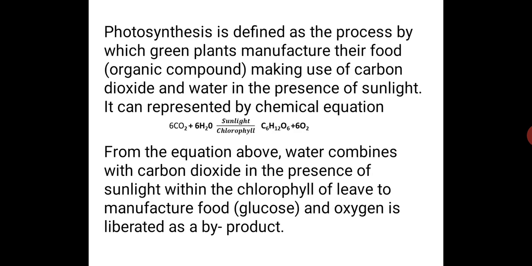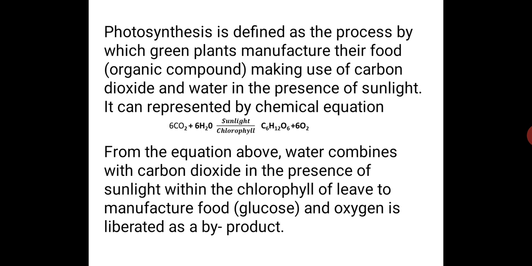What is photosynthesis? Photosynthesis is defined as the process by which green plants manufacture their food, that is, organic compound, making use of carbon dioxide and water in the presence of sunlight. Now, when you see a green plant, it comprises of the root, the stem, and the leaves. And for this green plant to survive, it must make use of these 3 factors I mentioned here. That is the carbon dioxide, water, and sunlight.